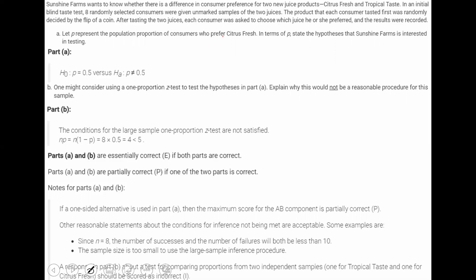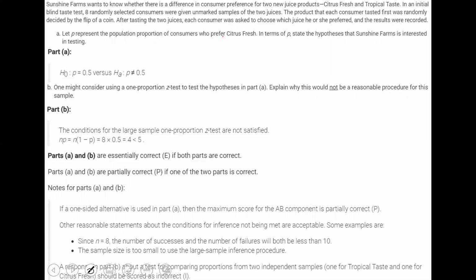After tasting the two juices, each consumer was asked to choose which juice he or she preferred, and the results were recorded. Part A. Let P represent the population proportion of consumers who prefer Citrus Fresh. Okay, so they already defined the P for you. Good. In terms of P, state the hypothesis that Sunshine Farm is interested in testing.